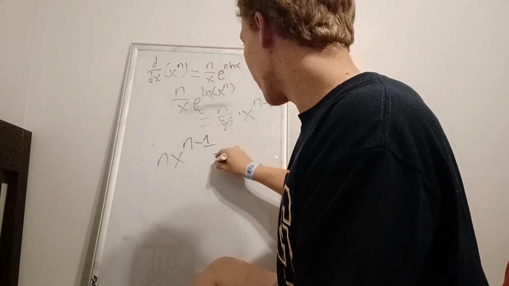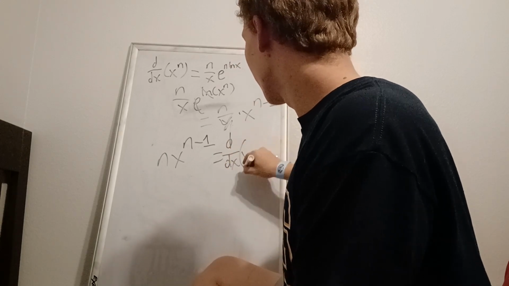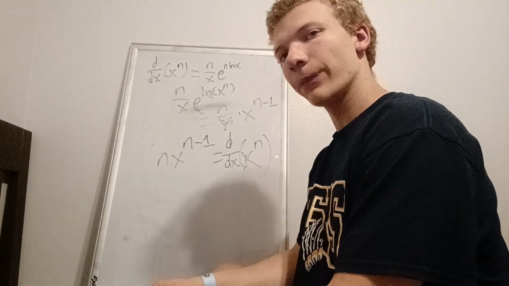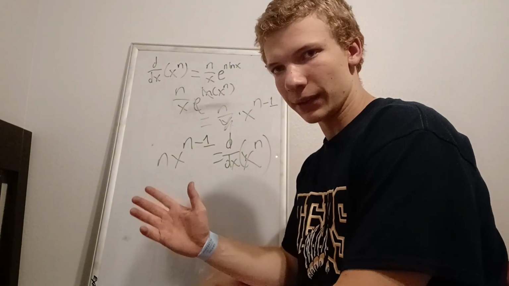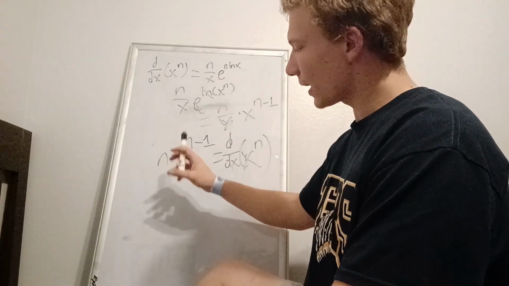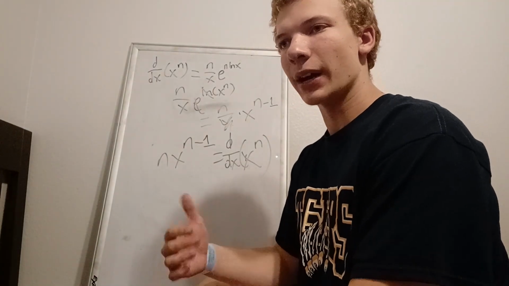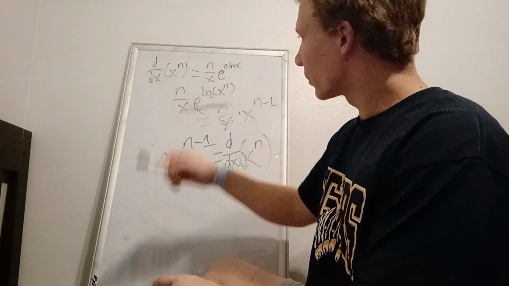But this is, of course, equal, again, to the derivative of x to the n. And so we've shown for every x to the n, where n is any real number, the derivative of it will equal n times x to the n minus 1. There's plenty of ways to prove it for positive integers, negative integers, rational numbers, but this is the proof for all real numbers.